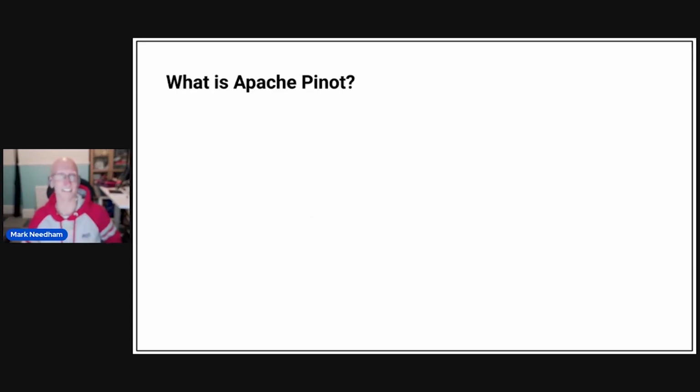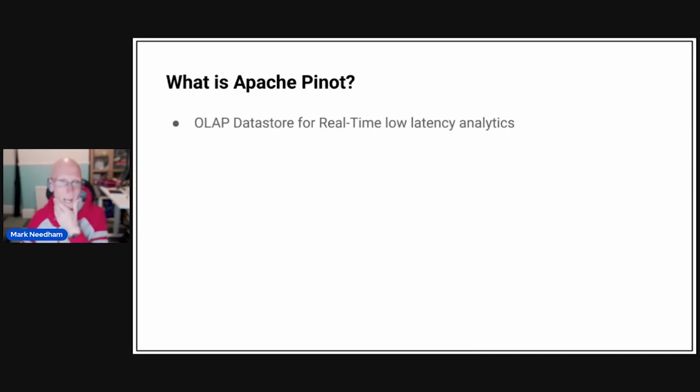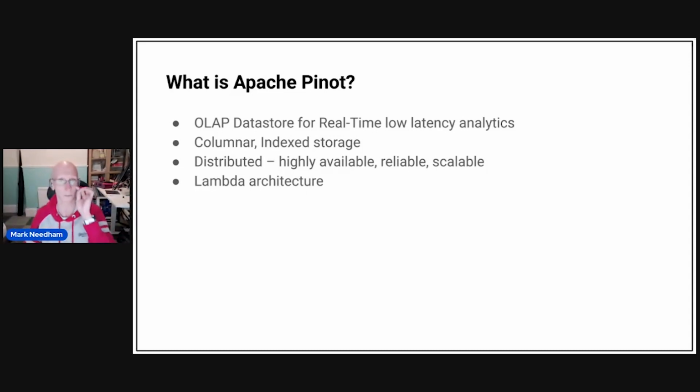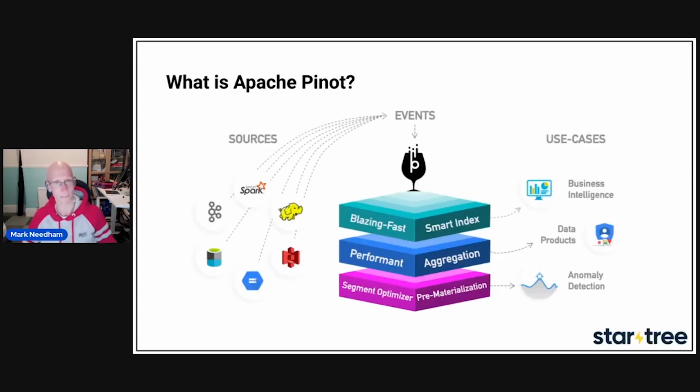So Pinot fits into this serving layer. What is it? It's an OLAP data store for real-time, low-latency analytics, so it's optimized for this. It uses columnar index storage. It's distributed, so it meets the criteria we talked about. It partially uses the Lambda architecture, so you can load in batch data and combine that with the real-time data, although in this particular talk, we're going to be focusing mostly on the real-time data. And then it's accessible via SQL, and it is open source with the Apache license.